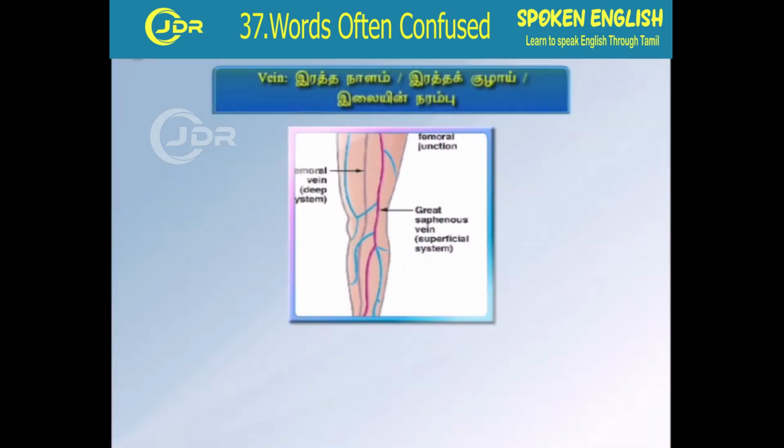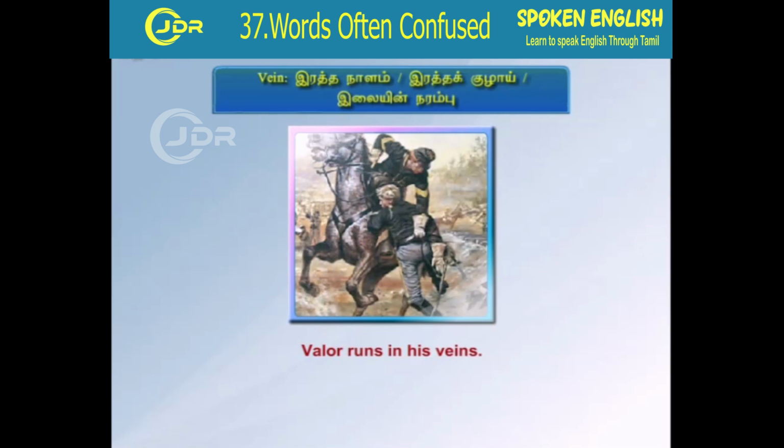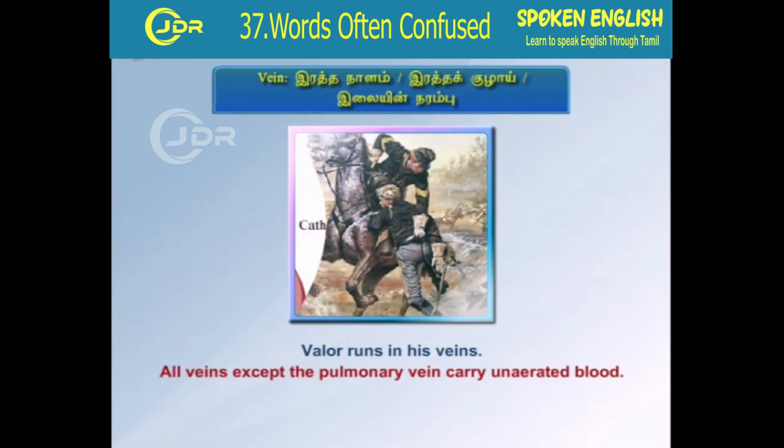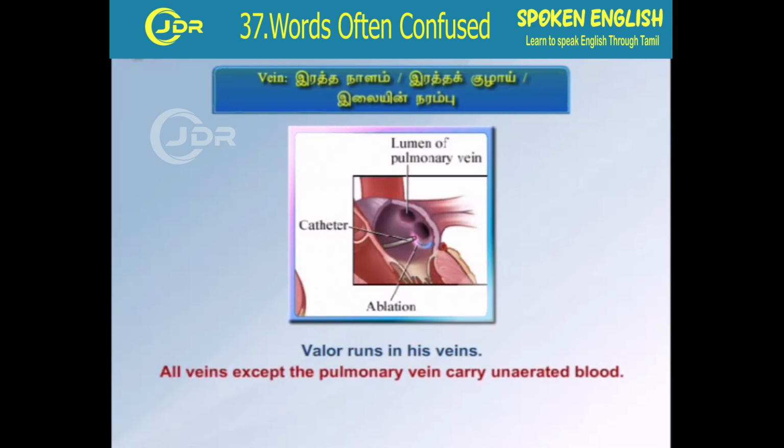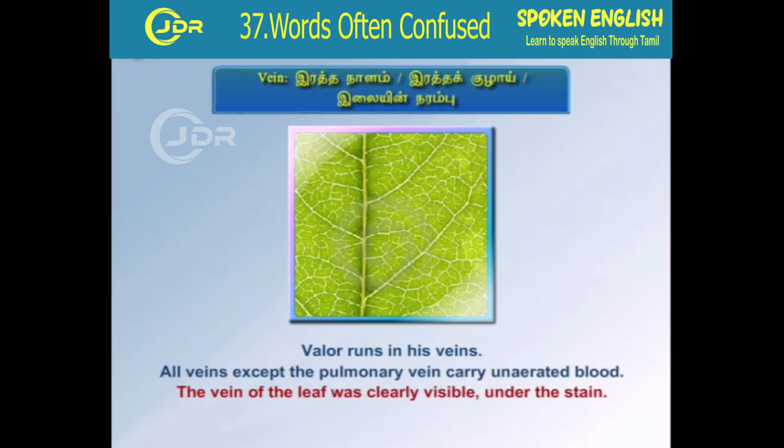Vein. Valor runs in his veins. All veins except the pulmonary vein carry unaerated blood. The vein of the leaf was clearly visible under the stain.